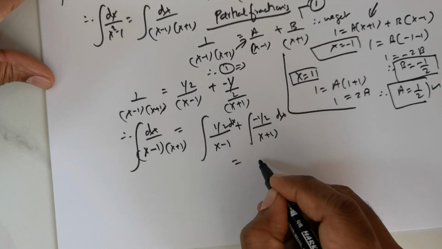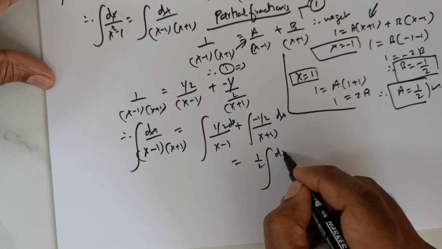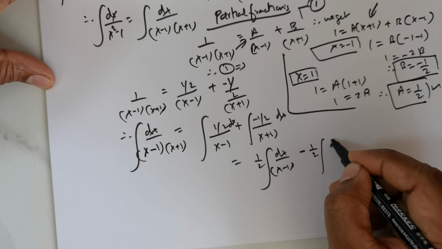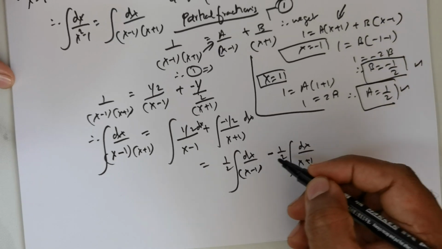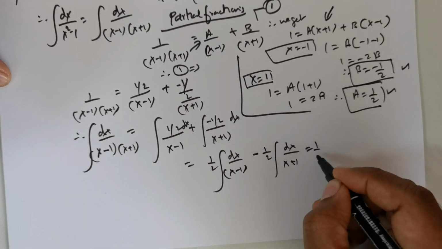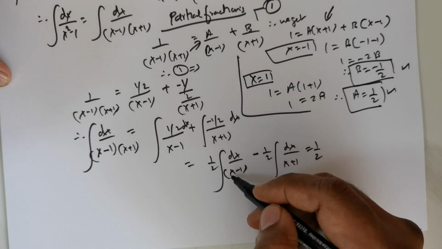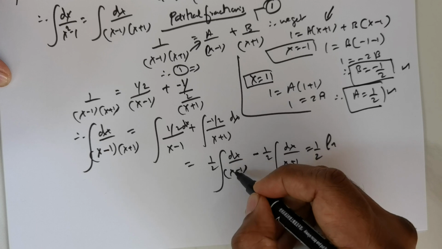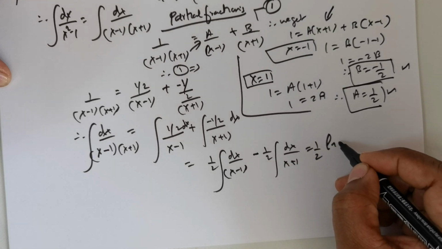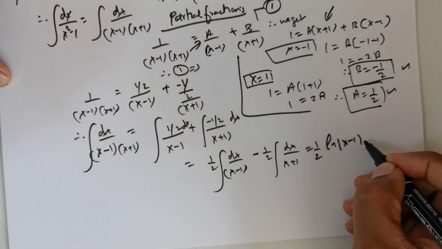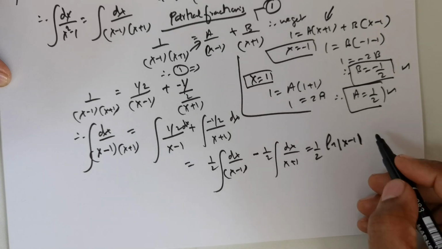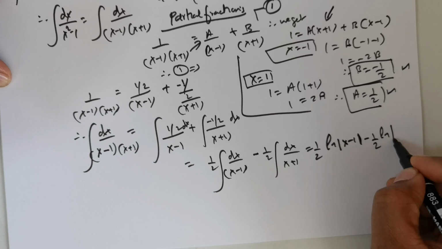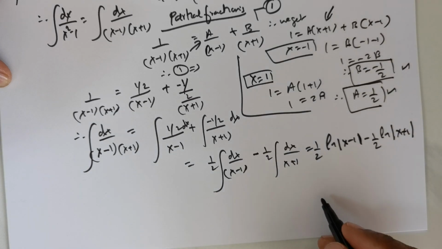Now I can further rewrite this as 1 over 2 times the integral of dx over (x minus 1), minus 1 over 2 times the integral of dx over (x plus 1). This is further rewritten as 1 over 2 times the integral of dx over (x minus 1), which is going to be ln of x minus 1. You need to place the modulus sign. Followed by minus 1 over 2 times ln of x plus 1.